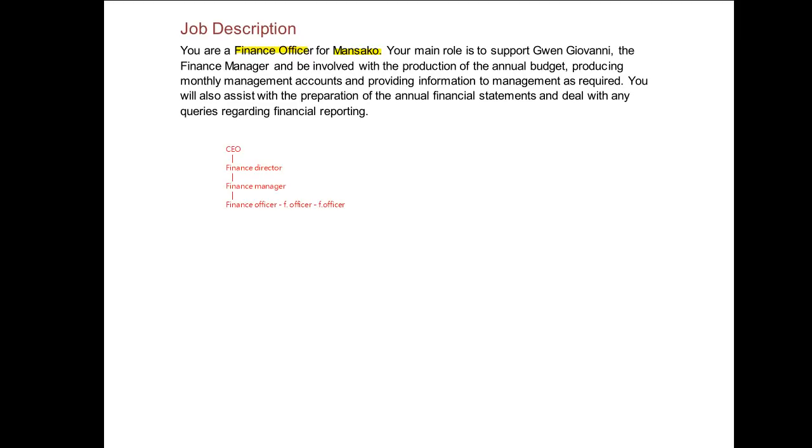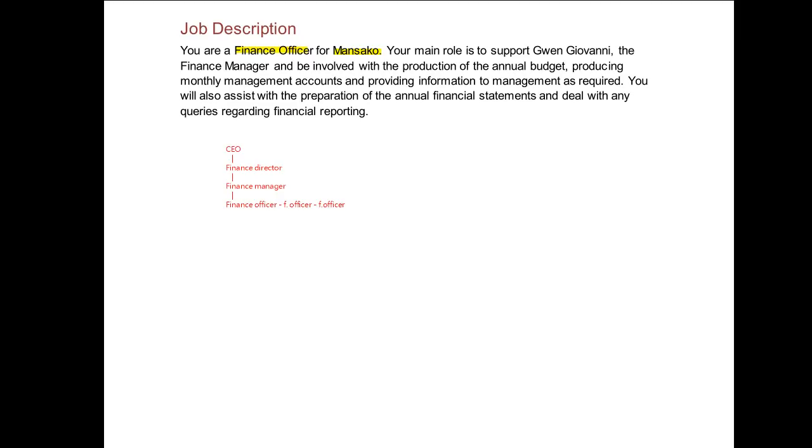So it's important for you to know the chain of command so you know who it is you're directly reporting to, but also what your overall department looks like. So you might be getting tasks assigned to you from your finance manager, or it might come from the finance director. But obviously, since you're at operational level, you'll be dealing with the more day-to-day tasks. So it's more likely to come from your finance manager.